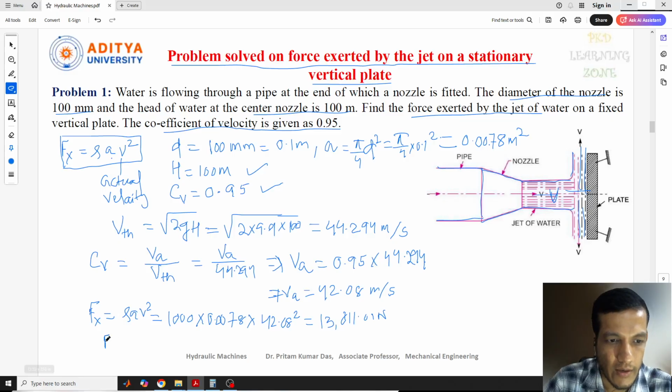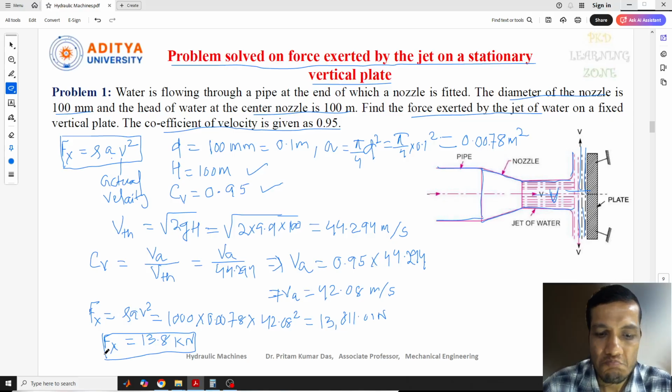If you want to convert this into kilonewton, then we can write 13.8 kilonewton. So this is the force exerted by the jet on a fixed plate. So this is the answer. I hope you understand this. Very simple question this is actually.